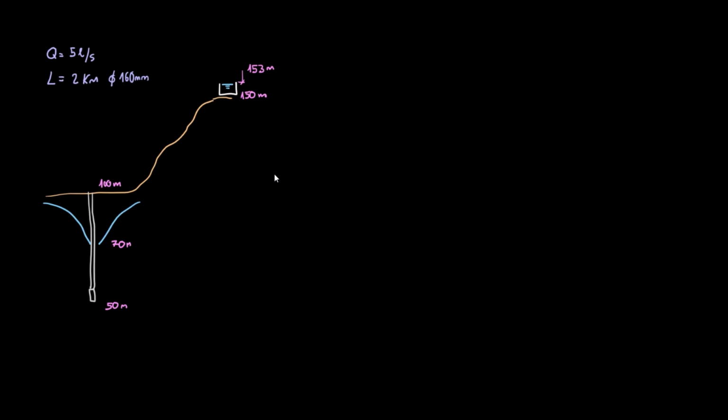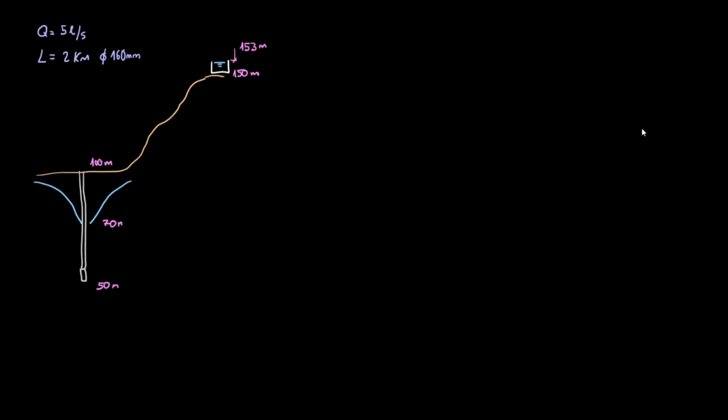Your typical pump sizing problem would be similar to this. There's a borehole supplying 5 liters per second, a water tank, and 2 kilometers of 160 millimeter HDPE pipe. First, the pump needs to overcome the geometric head, the difference in elevation between the surface of the water in one point and in the other.